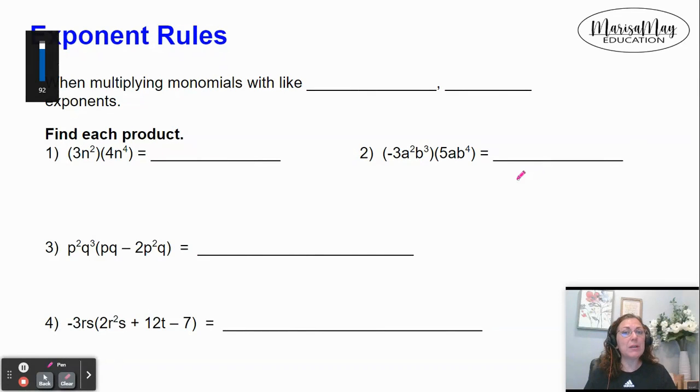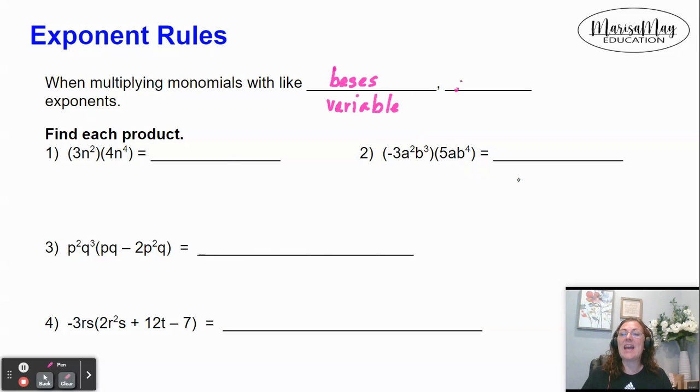In this lesson, we're going to be looking at exponent rules, all about when we multiply, when we divide, when we're raising a power to a power. Let's jump right in. So when we are multiplying monomials with like bases, or you might think of these with like variables, then we simply add the exponents. So let's take a look at a few examples so we can clarify this.